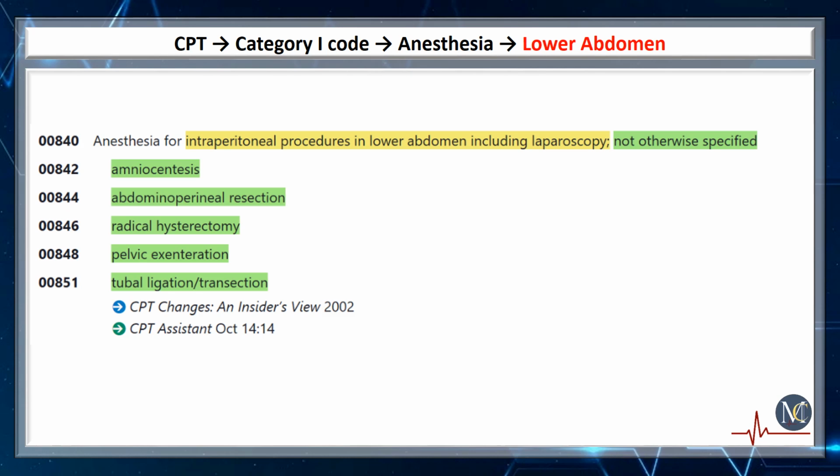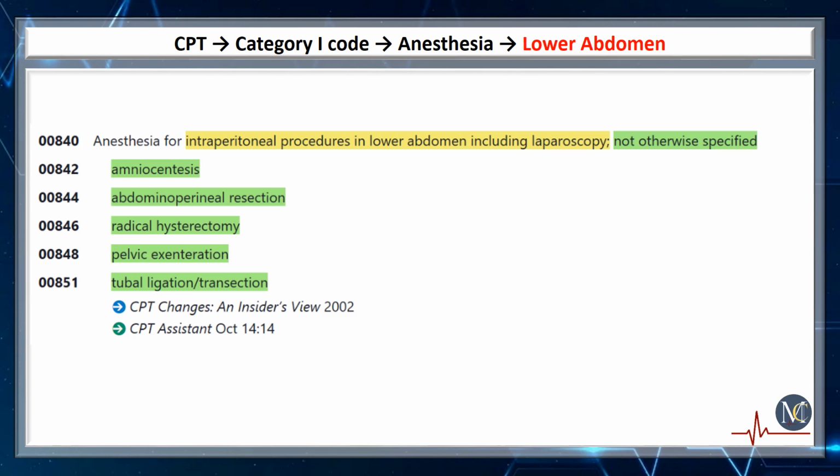Next code is 00846 radical hysterectomy. The provider performs anesthesia services for a patient undergoing a procedure in which the surgical provider removes the uterus along with the surrounding structures. Next code is 00848 pelvic exenteration. A pelvic exenteration means removal of reproductive organs, the bladder or rectum or both, and lymph nodes in the pelvis.